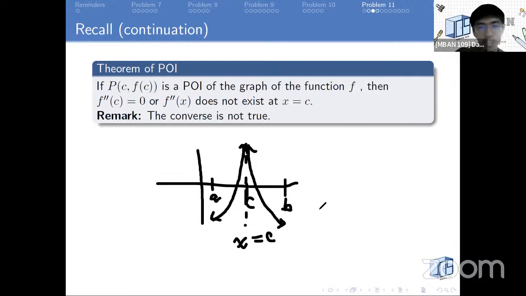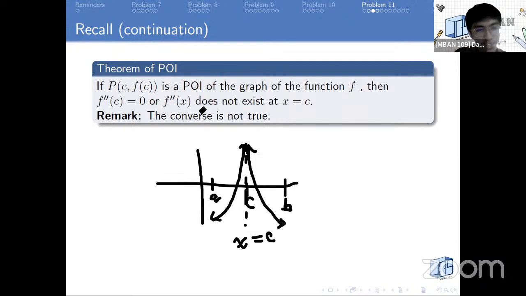Pero ibig sabihin ba nun may point of inflection na sa x equals c? Clearly wala, kasi can you have a point in this asymptote? Walang point dito sa x equals c. So the converse is not true. So ang ibig sabihin lang nito, if f double prime of c equals 0 or f double prime of x does not exist at x equals c, the point P, f of c may or may not be point of inflection. So yun lang. So be careful.